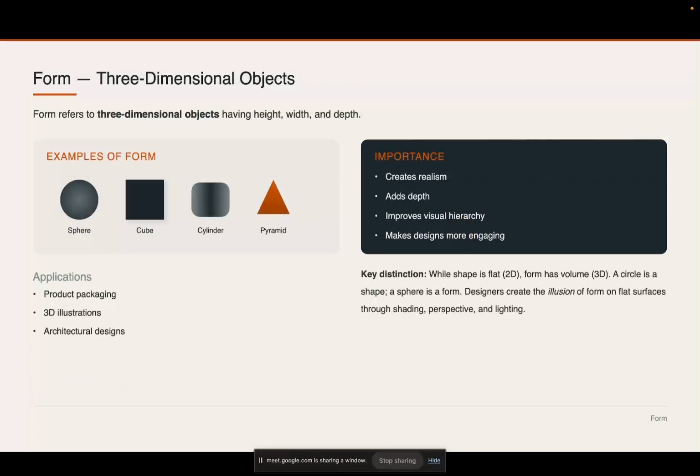So we also have form, like three-dimensional forms. Form is taking your two dimensions and moving into where you could perceive a third dimension. Two dimensions are shapes like circles, squares, rectangles, and triangles, while form has depth to make it feel like there is a third dimension. Product applications include product packaging, 3D illustrations, and architectural designs.